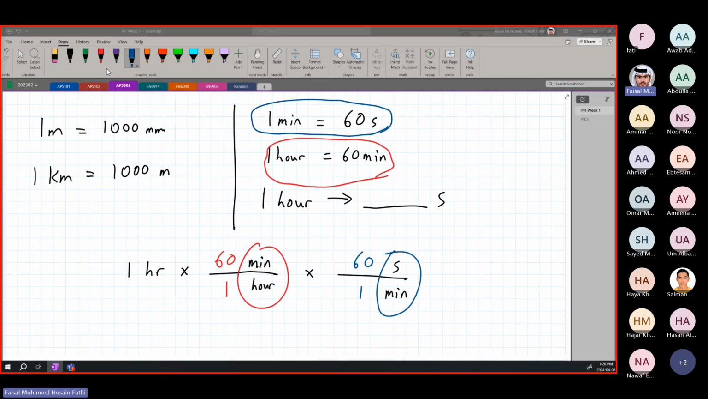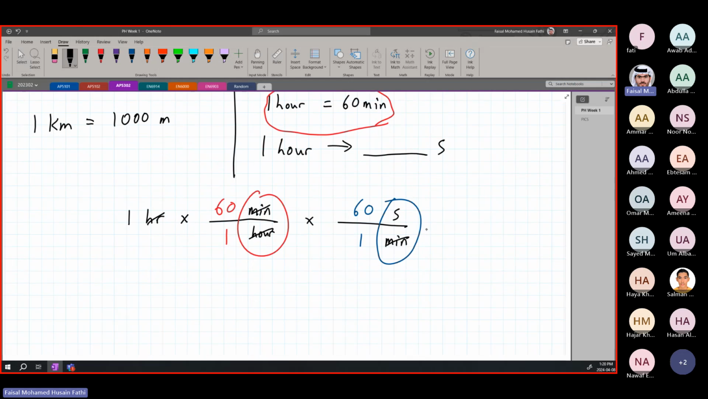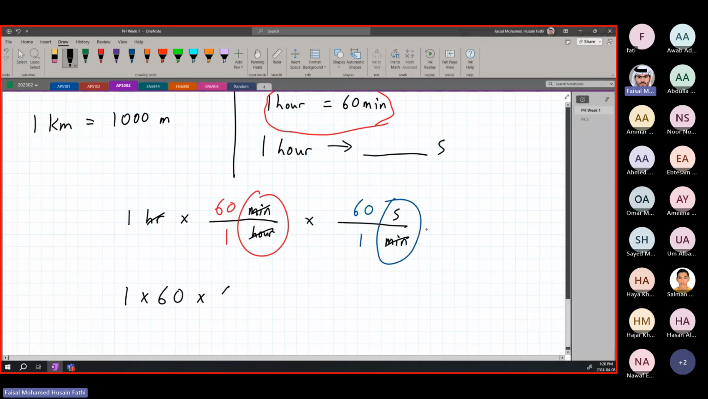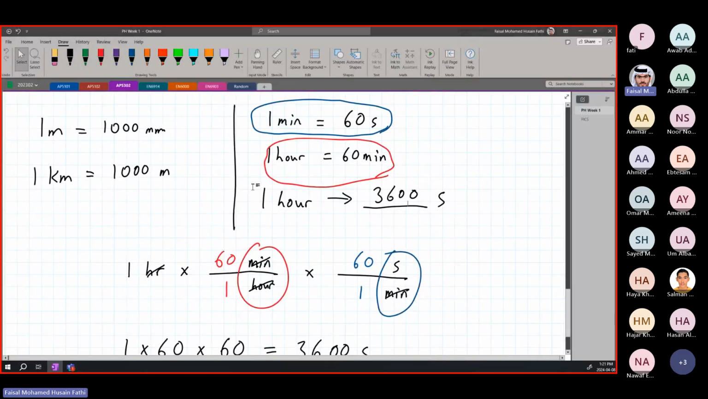Then you will just cancel out the hour with the hour and the minute with the minute, so you are left with the answer in seconds. So it becomes 1 times 60 times 60, which is equal to 3600 seconds. So we know that 1 hour is 3600 seconds. Later on you will see that you use this instantly in conversion because it makes it so much easier, so much more direct.